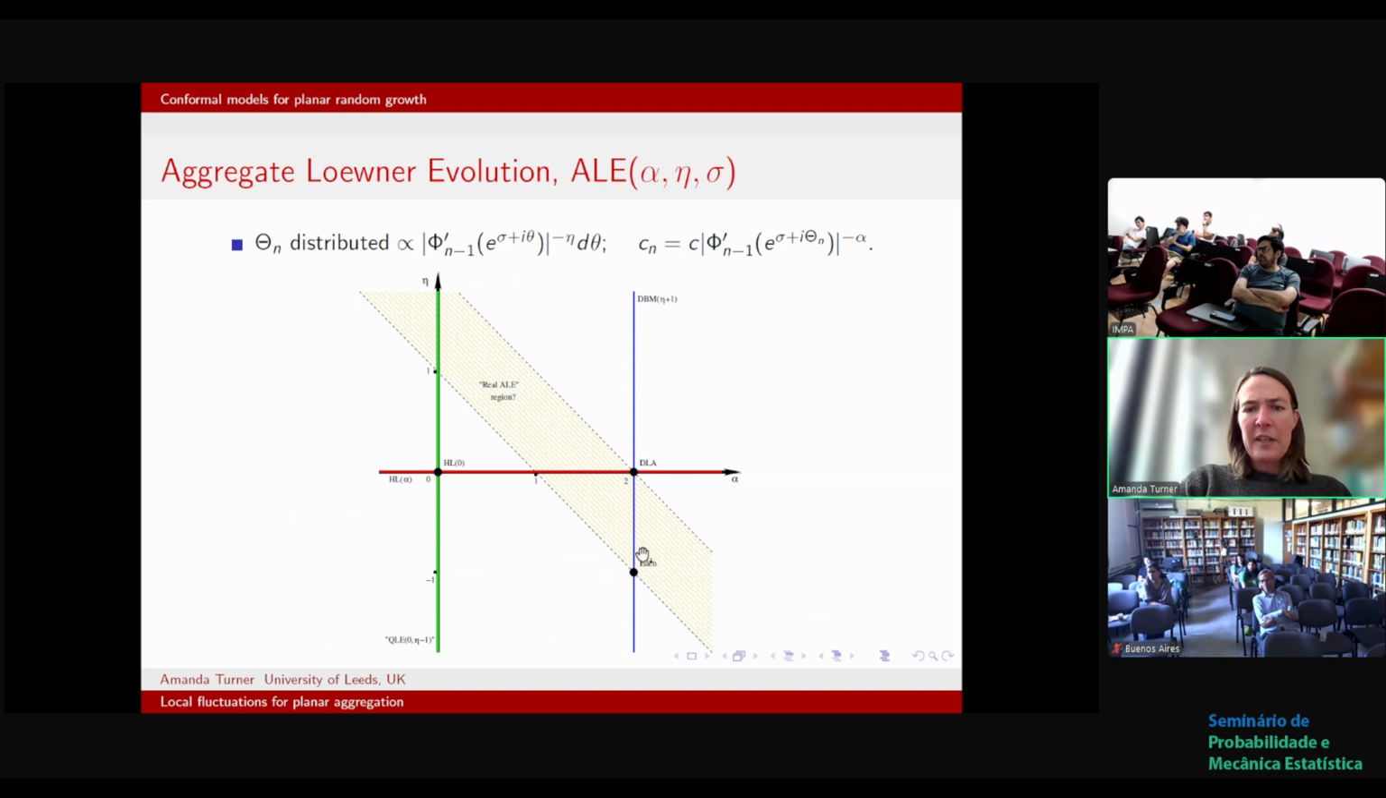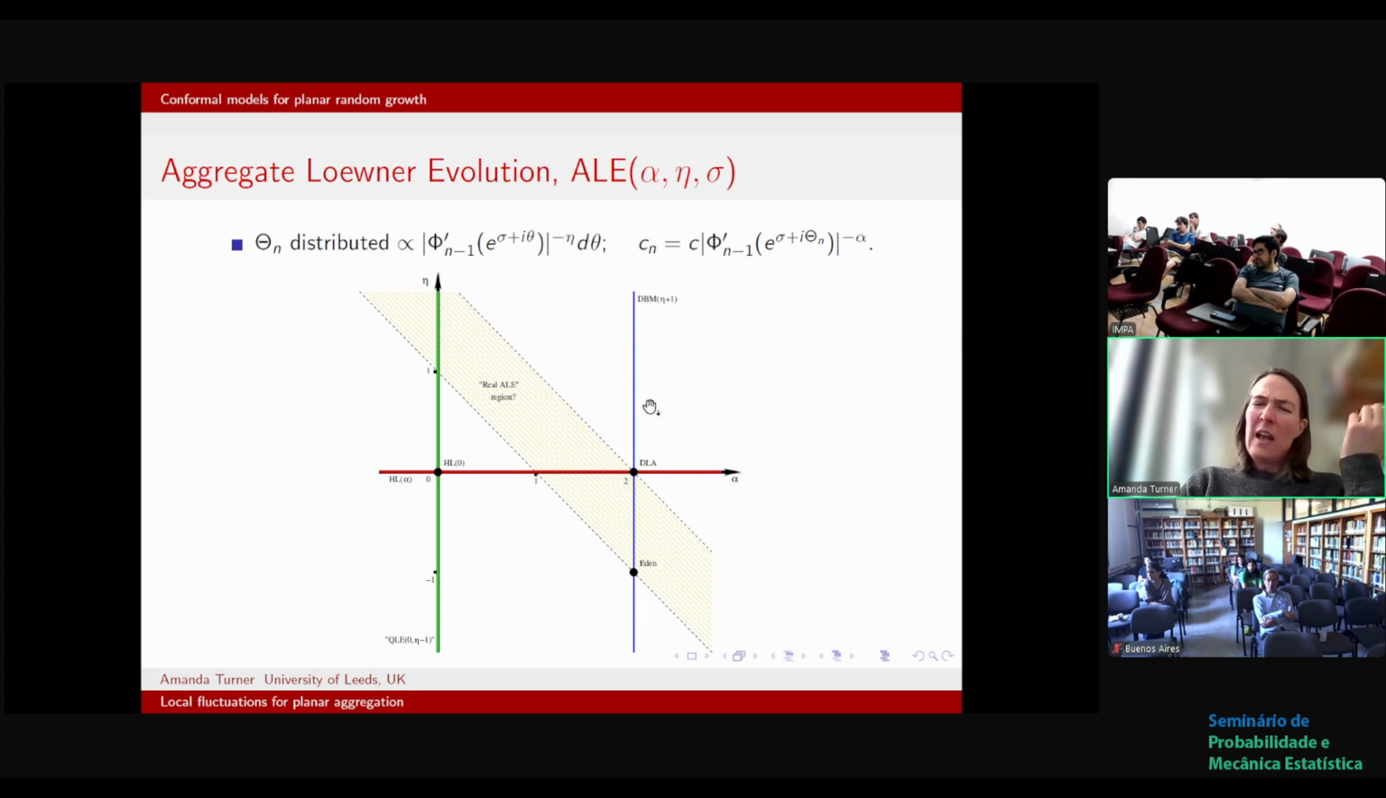So I've marked that down on the picture. Picking eta to be 0 and alpha to be 2 gives me DLA, which I've marked with a black dot on this picture. So this picture is a map of eta against alpha. And the interpolation that I talked about between Eden and DLA is again on this blue line that I've drawn here. Okay, so certainly a subset of this class are these physical models that we're interested in.